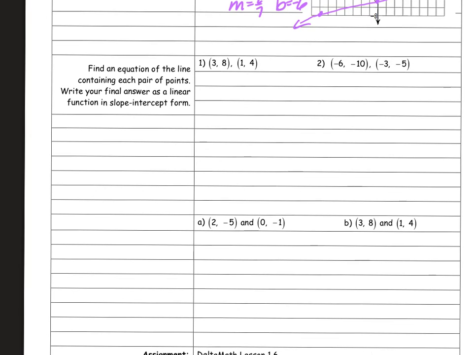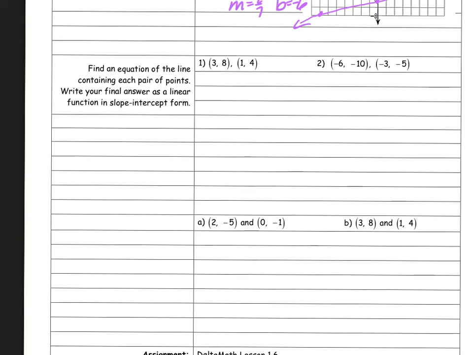The last section here says, find an equation of the line containing each pair of points. Write your final equation as a linear function in slope-intercept form. So now they've just given me 2 points. So first I have to find the slope. I can use point-slope form if I can find the slope between 2 points, which of course you can.